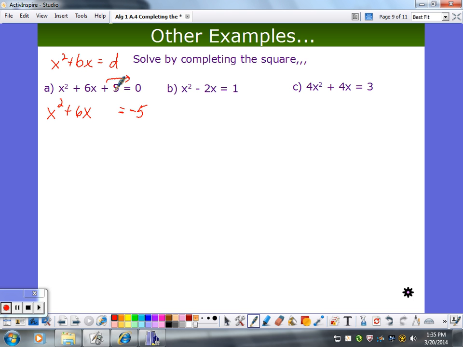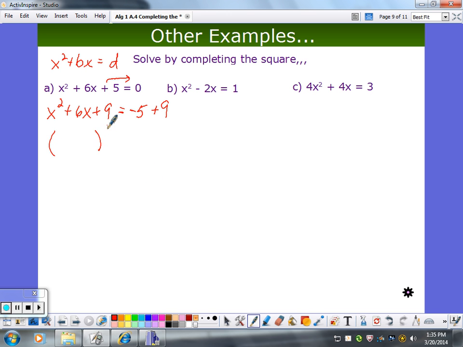So this is different from those other methods. The other methods, this makes us happy. But this one we have to move it over. I want to complete the square. I've got a 6 here. What am I going to do? Half it and square it. What do you get? 9. I just added 9 to the left side of the equation. What do I need to do? Add it to the right side.